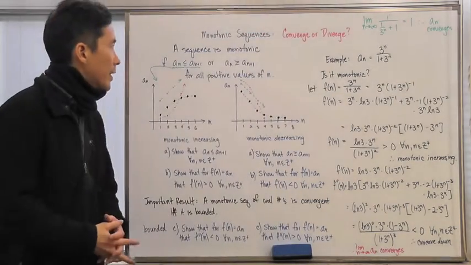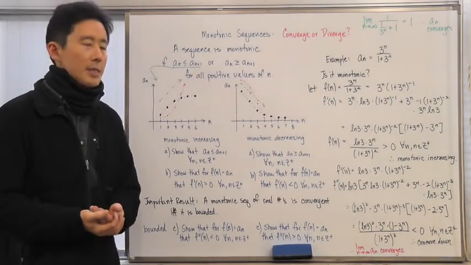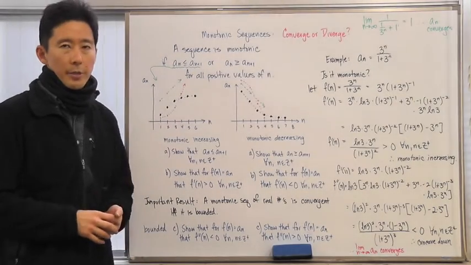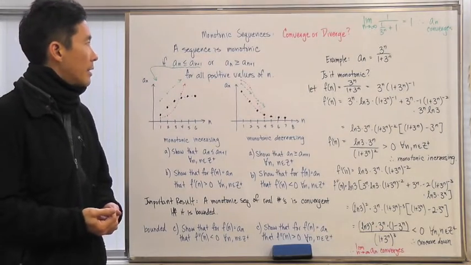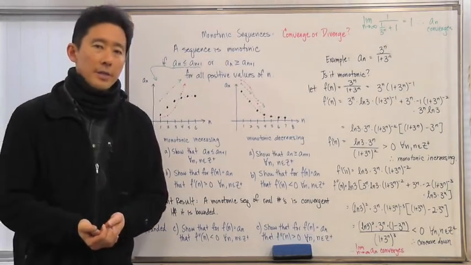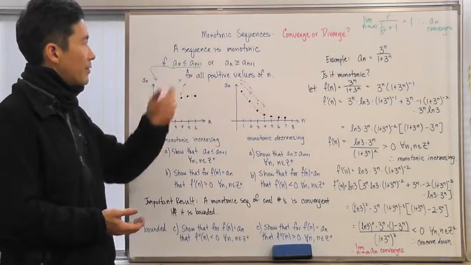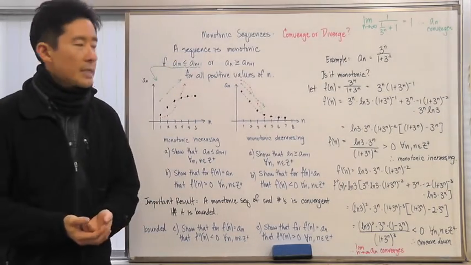Okay, hello everyone. Let's go ahead and take a look at monotonic sequences. What we're again trying to determine is whether or not a sequence is diverging or converging as we take larger and larger values of the sequence. Now let's go ahead and define first of all what a monotonic sequence is.